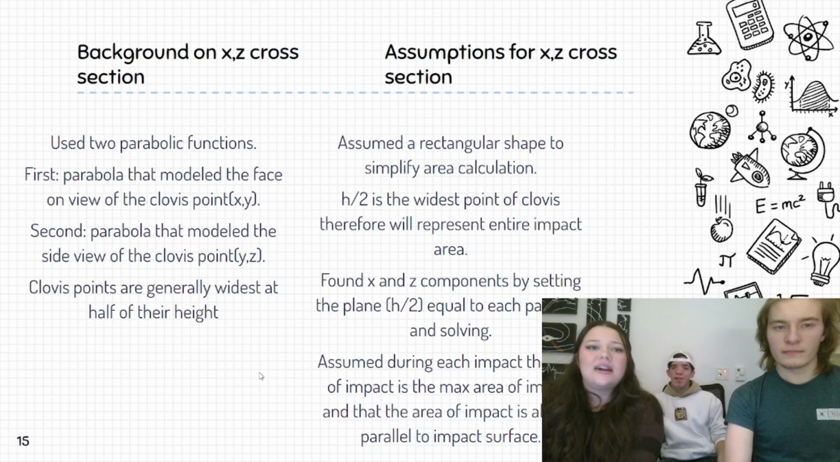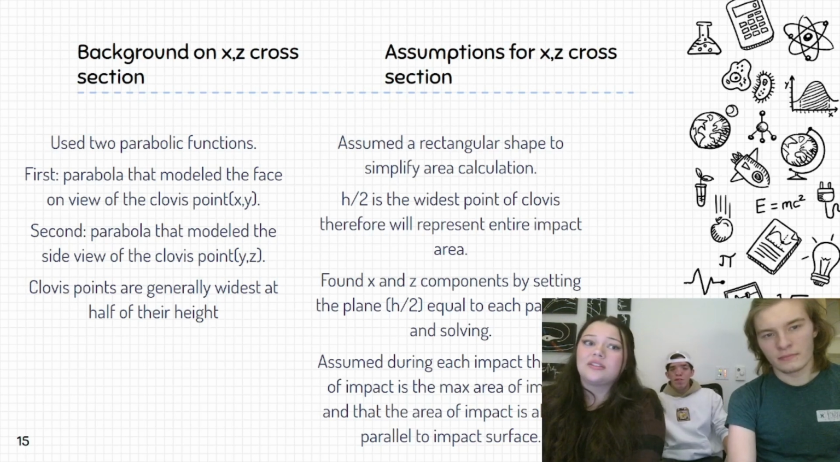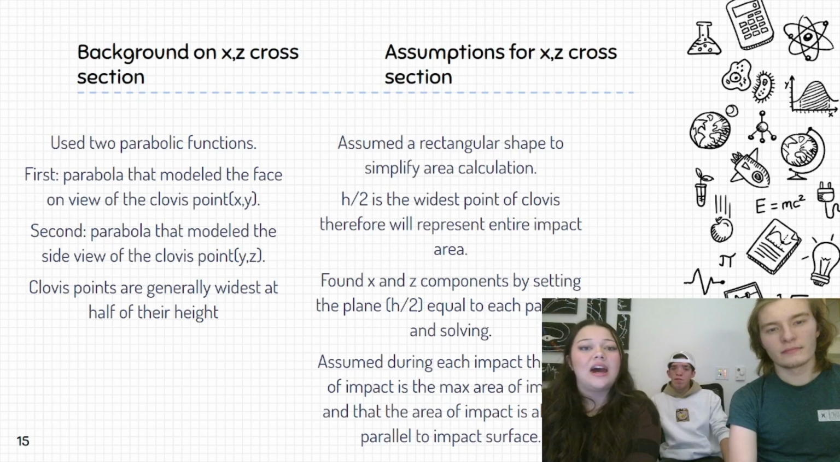So for the XZ cross-section, some background, we used two parabolic functions. The first one is the same parabola that modeled the face on view of the Clovis point in the XY direction. And the second is a parabola that modeled the side view of the Clovis point in the YZ direction. It's important to note that Clovis points we found are generally widest at half of their height. So some assumptions: we assumed a rectangular shape to simplify area calculation, although it's important to note this is not accurate.